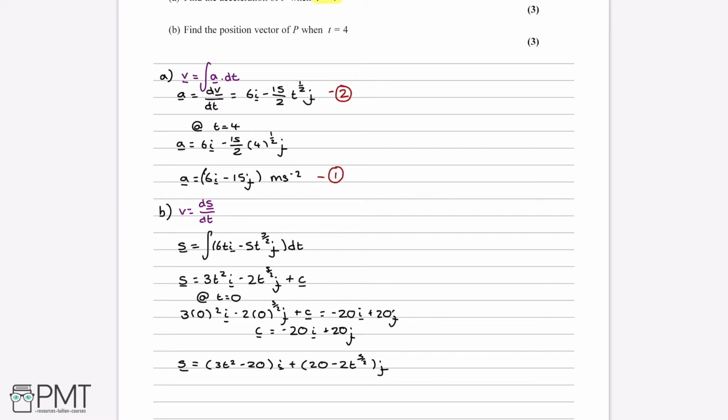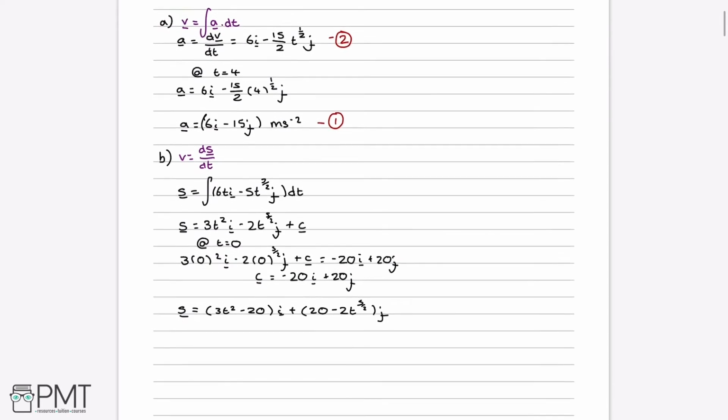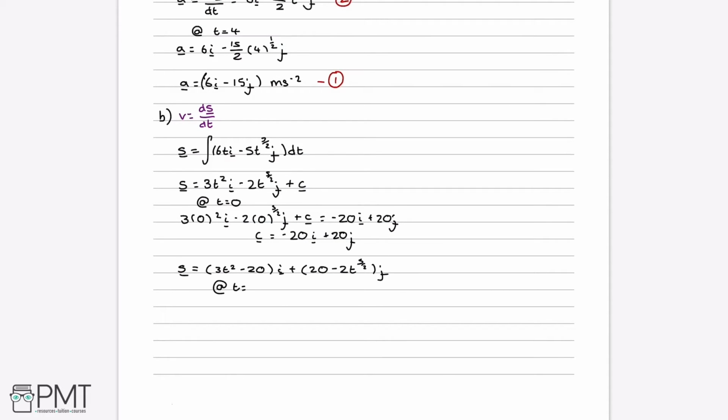Now again, we want to find the position vector at t equals 4. So if we substitute this into our expression at t equals 4, we get 3 multiplied by 4 squared minus 20 i plus 20 take away 2 multiplied by 4 to the power of 5 over 2 j. When we put this into a calculator, we find that the displacement, and therefore the position vector of P at t equals 4, is 28i minus 44j. And this is all in meters, because we're measuring a displacement, which is measured in meters.